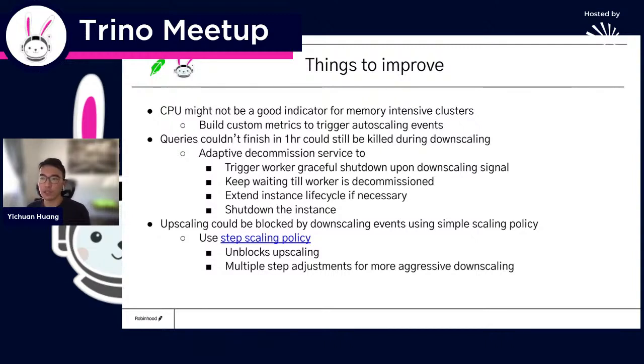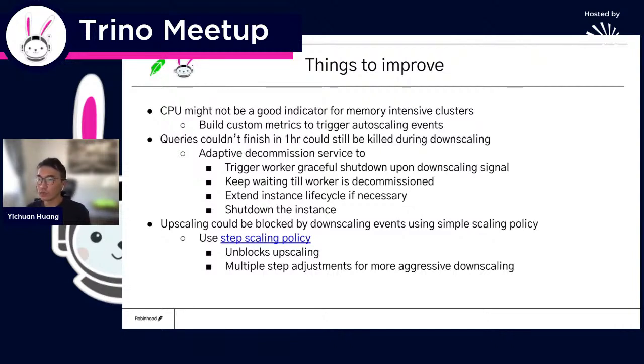polling the worker status until the worker is inactive or decommissioned, or the network connection to the worker is lost. Then also, if the worker cannot finish graceful shutdown within 1 hour, it can send another event to ASG telling it to extend the instance lifecycle if necessary. The maximum allowed extension is 48 hours, which is way more than enough for what we need. And finally, if the worker successfully shuts itself down gracefully, then we trigger ASG to shut down the instance.